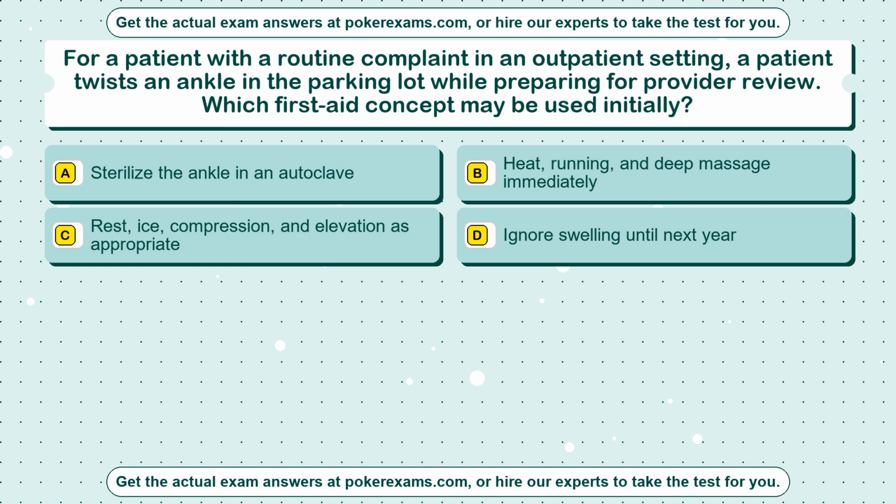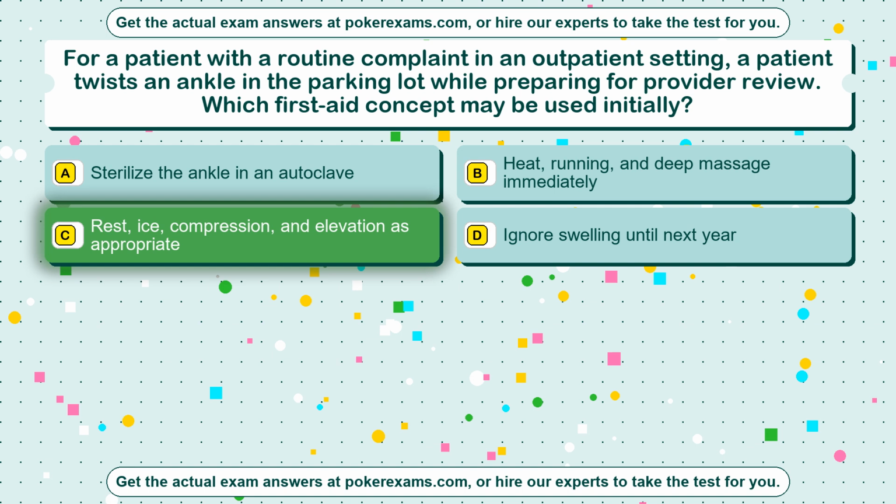Question 92. For a patient with a routine complaint in an outpatient setting, a patient twists an ankle in the parking lot while preparing for provider review. Which first aid concept may be used initially? Option A, sterilize the ankle in an autoclave. Option B, heat, running, and deep massage immediately. Option C, rest, ice, compression, and elevation as appropriate. Option D, ignore swelling until next year. The correct answer is option C, rest, ice, compression, and elevation as appropriate.